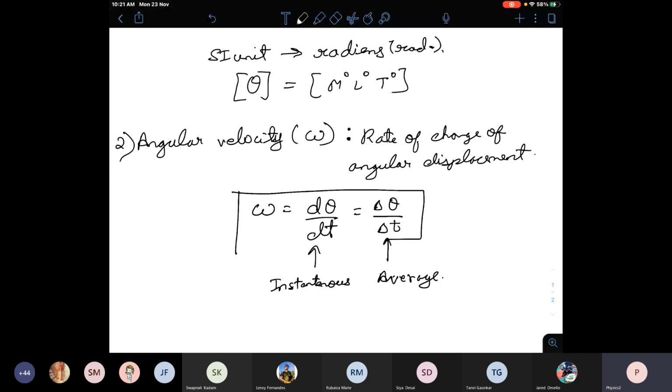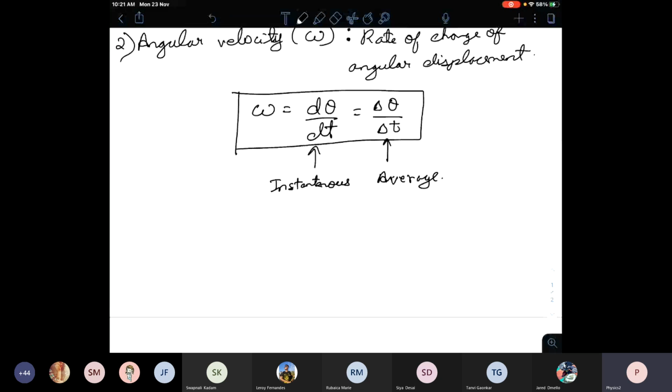Now, I am saying angular velocity, which means it must also have some particular direction. This is about magnitude, but you also need to know the direction. To represent the direction of angular velocity, there are two methods. One is using clockwise and anti-clockwise direction, which is the flow of the motion, and the other method is a vector. We will discuss both of them.